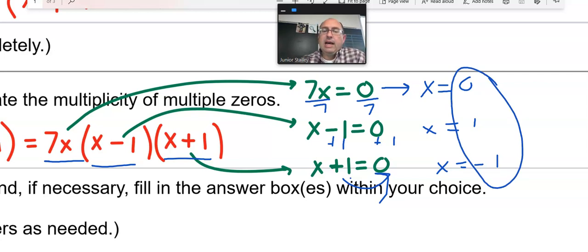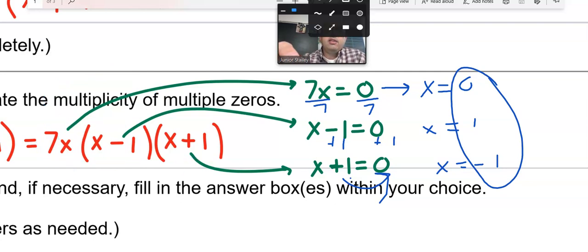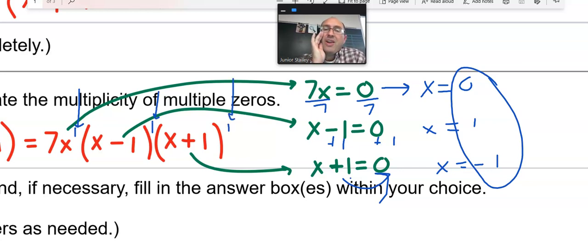Now, how often did those things occur as a factor? That's that term multiplicity that we saw before. How often did you see 7x? The multiplicity is found by the exponent. And it looks like the exponent here is a 1, and the exponent here is a 1, and the exponent here is a 1. That's why they didn't write them down. So all the multiplicities are 1s.